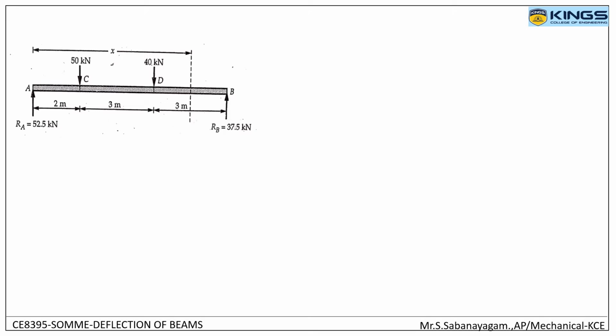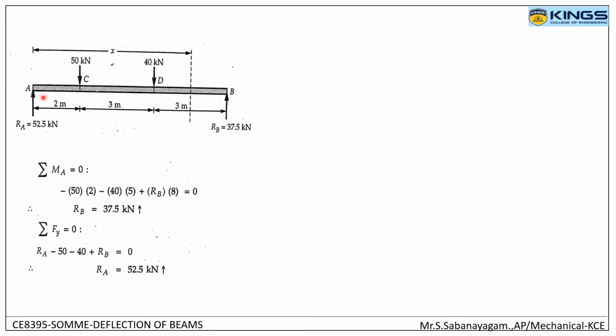So this is the diagram given, right? A, B, simply supported beam. So there will be two supports and a 50 kilonewton point load at a distance of 2 meter from A and a 40 kilonewton point load at a distance of 5 meter from the point A, right?